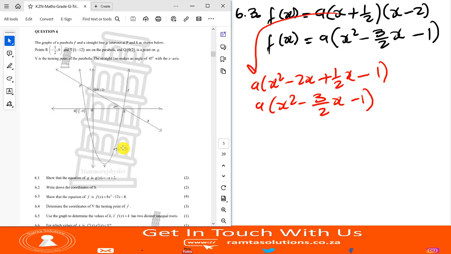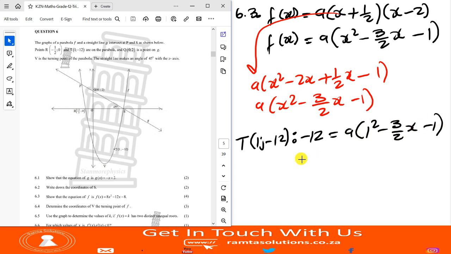Proceeding, we have a point that lies on the graph of f of x. What is that point? It's point T with coordinates 1 and negative 12. What does that mean? Where there's x, I put 1. Where there's y, I put negative 12. So this is negative 12 equals a into 1 squared minus 3 over 2x minus 1, right?